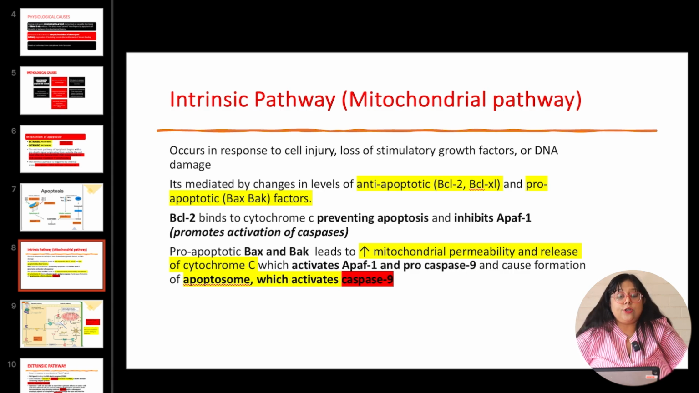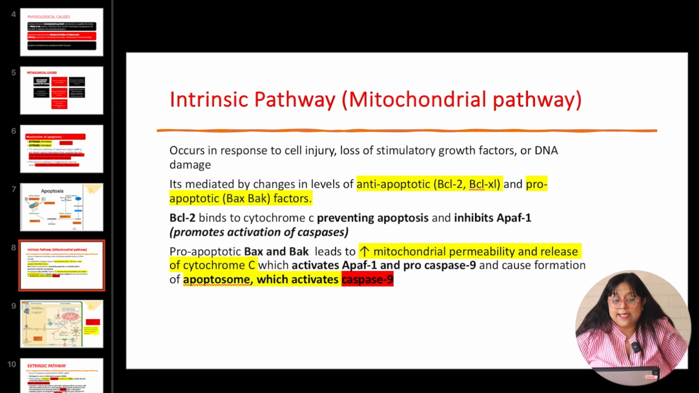As I've already told you, BCL2 binds to the cytochrome C and prevents the apoptosis and inhibits APAF1. I will be telling you about APAF1 in a further slide. However, the pro-apoptotic factors, which are BAX and BAK, lead to increased mitochondrial permeability and release of cytochrome C, which activates APAF1 and procaspase 9 and causes formation of the apoptosome, which activates caspase 9.